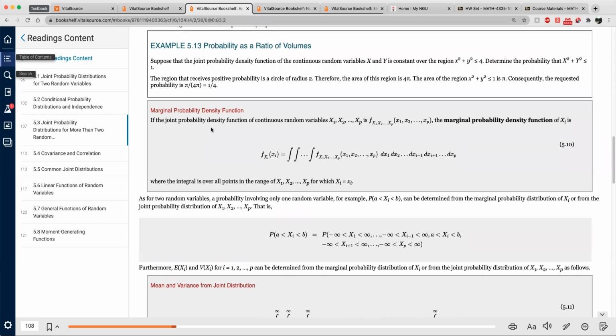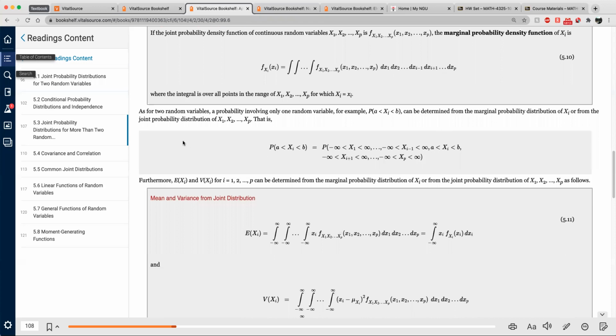Marginal PDF. If the joint PDF of continuous random variables x1 through xp is given, then the marginal PDF of xi is this. This is pretty much a straightforward extension of the marginal PDF of two variables. Sorry, just the PDF, right? But the integral is not a p-fold integral, just p minus 1: over x1 through xi minus 1, skipping dxi, and then dxi plus 1 through xp.